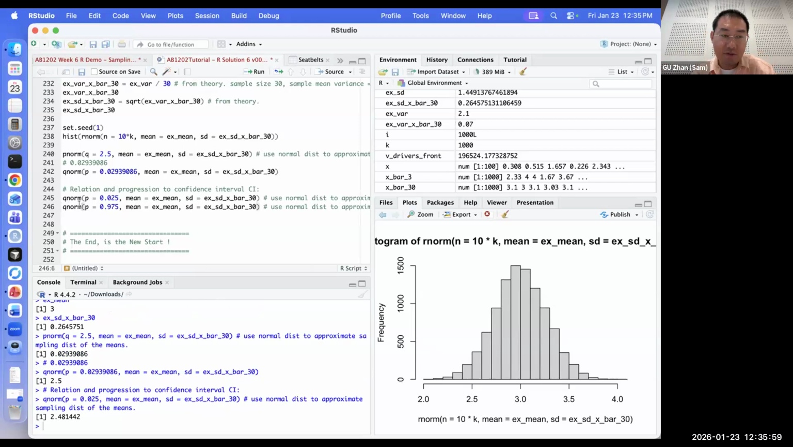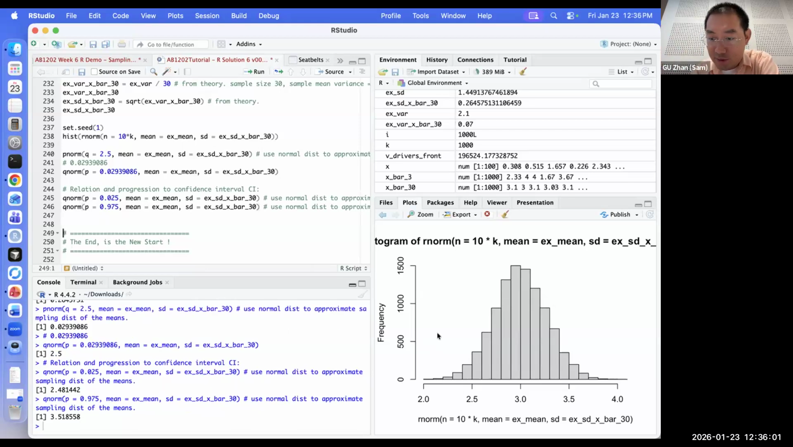Next, I want the right tail to have 2.5%, so I want the area under the curve to be 97.5% to the left of the cutoff. What is the number of graduates? It says 3.51. So around 2.5 to 3.5, on the two sides there will be 2.5% to the left and 2.5% to the right tail. Then what is in between these two? It's 95% of the area under this curve.